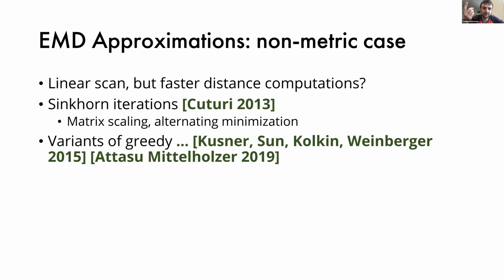Ilya, sorry, I probably missed this. Can we have provable guarantees in the non-metric case? Yes, for example, Sinkhorn iterations give you that. In fact, it converges to a 1 plus epsilon approximation. I see, if you do enough of these iterations. Yeah. Greedy doesn't have provable guarantees, but it works okay in practice, as we will see later.